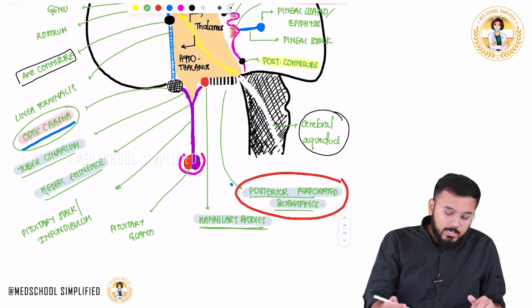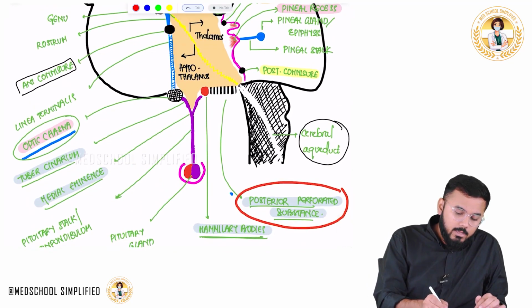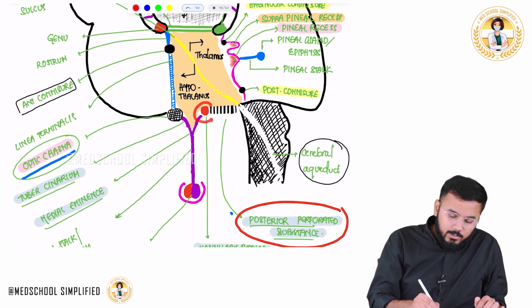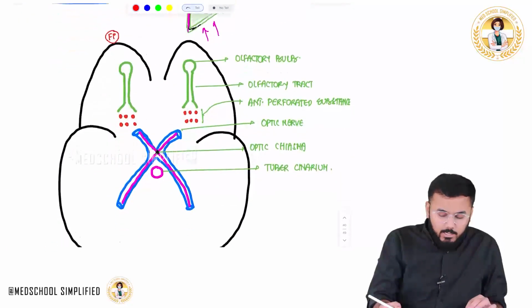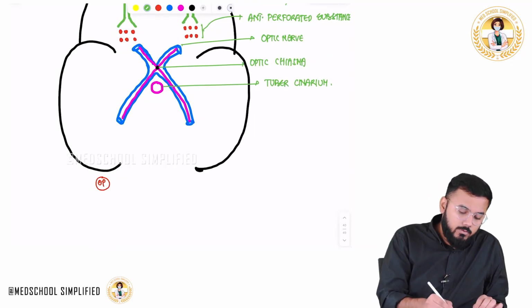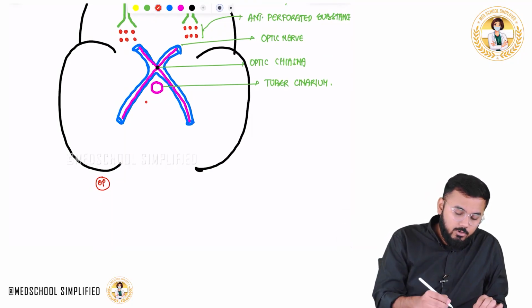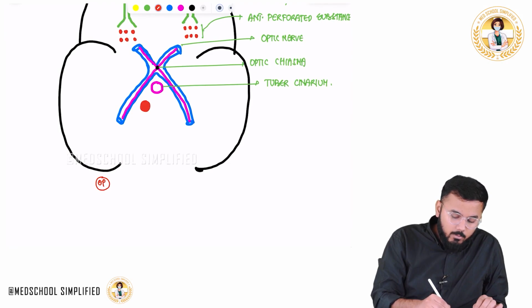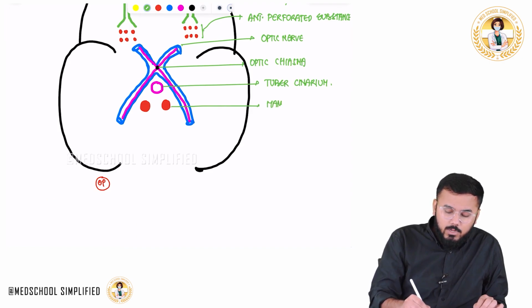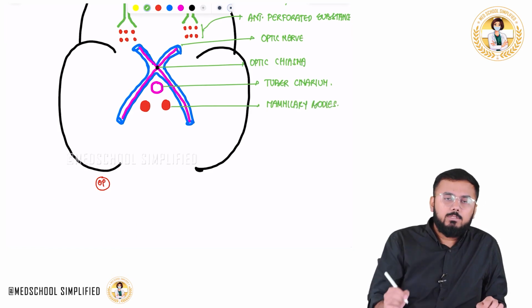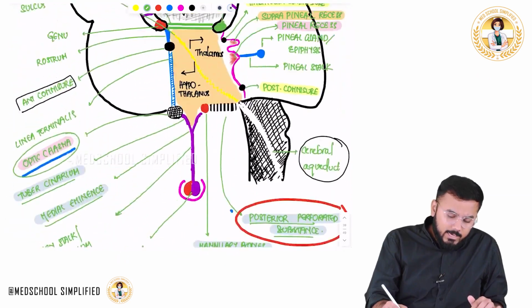Now behind the tuber cinereum, what is the structure you have over here? Let's see. Behind the tuber cinereum, what is this red colored one? Mammillary bodies, right? So let us see where the mammillary bodies are. Behind the tuber cinereum we have two mammillary bodies here: one mammillary body on the right and one on the left. So these two structures are your mammillary bodies, right?